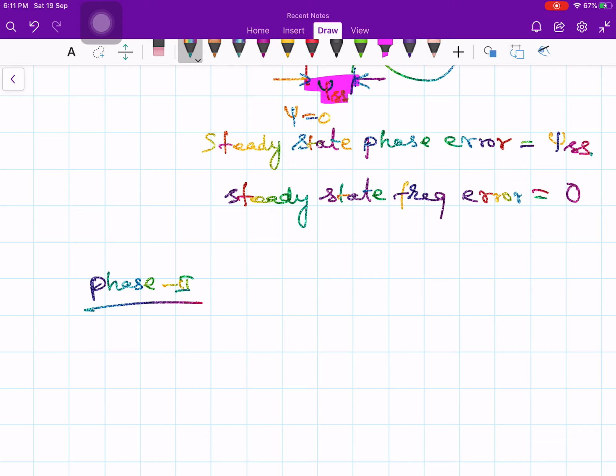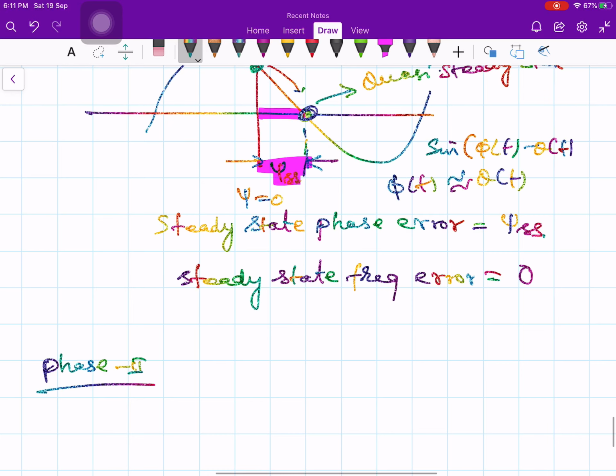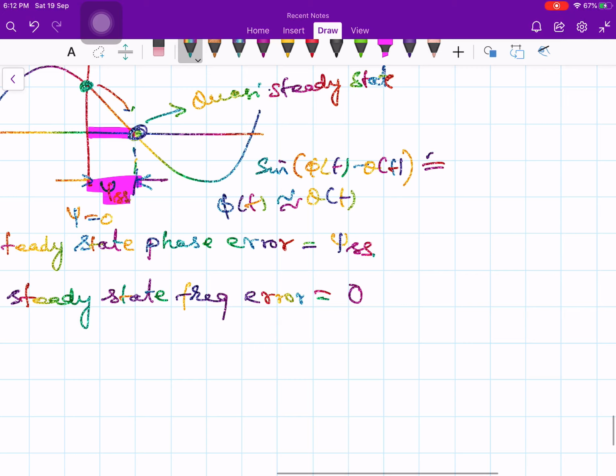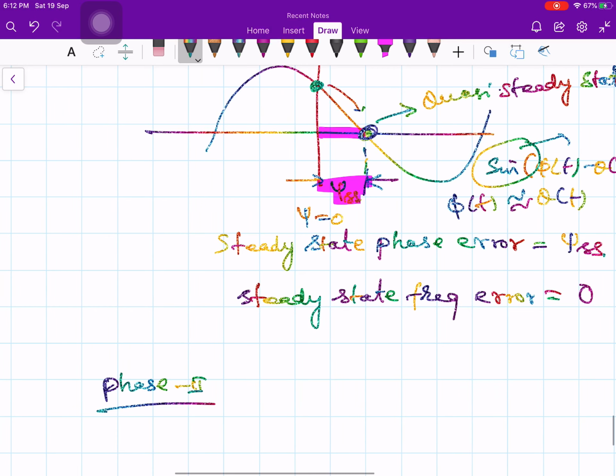Now in this case we have to go through a non-linear model of the loop. See, here we said the loop was locked. Locked means phi of t is approximately equal to theta of t. In that case what did we say? Sine of phi of t minus theta of t is approximately equal to phi of t minus theta of t. Therefore this non-linear function sine becomes a linear function. Now we are saying how locking actually occurs. That's what we are going to discuss now.